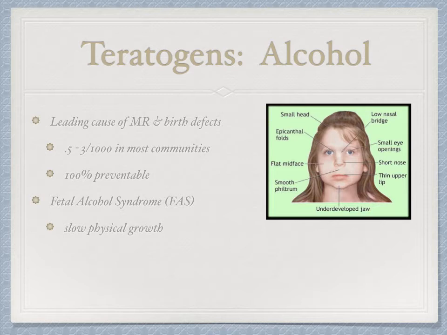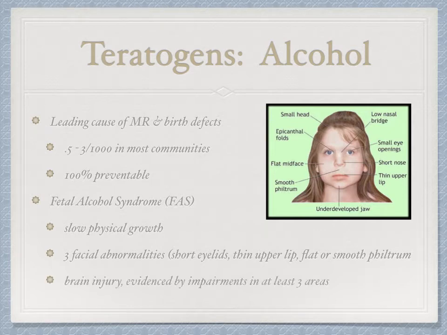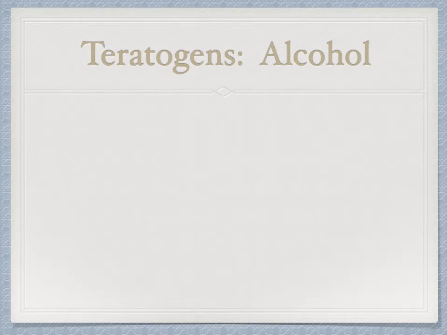To have a diagnosis of fetal alcohol syndrome, you need to have at least 3 of the facial abnormalities. And again, there's many of those. There's usually also brain injury, which is evidenced in at least 3 various areas. So we'll see that through more behavioral testing later in development. So fetal alcohol syndrome is not something that they can diagnose with 100% accuracy at birth, because there need to be these kinds of impairments as well.